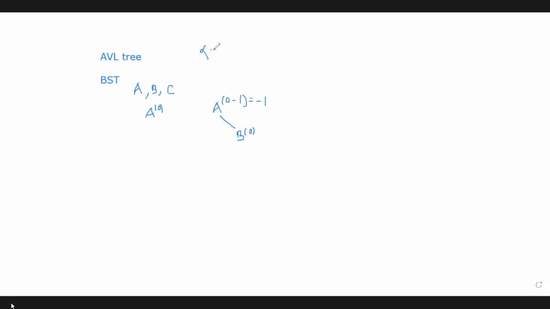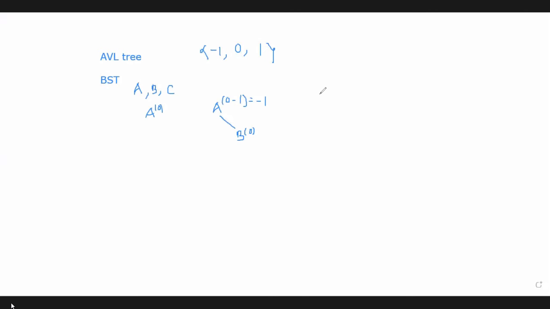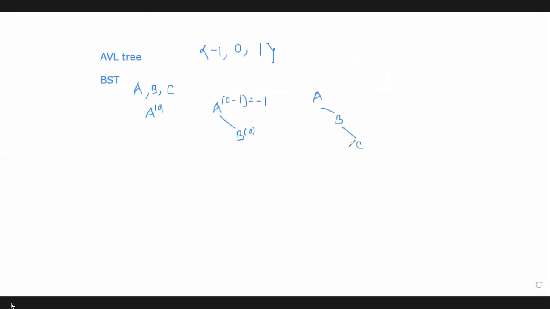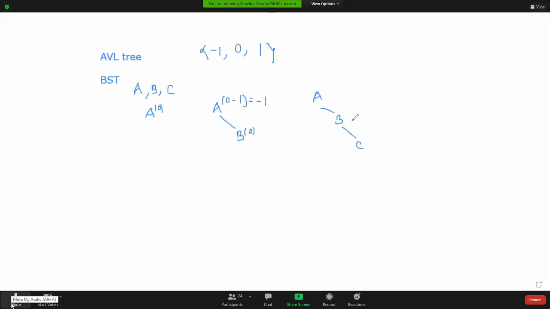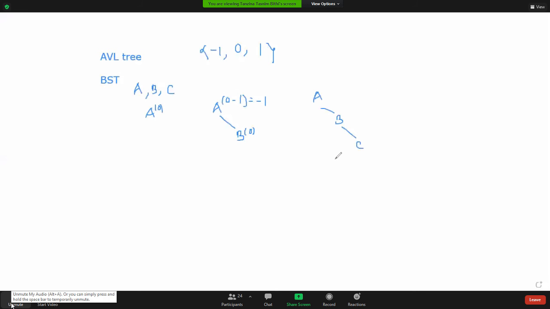And we know that the range of the value is minus 1, 0, and 1. If the balance factor of any node is minus 1, 0, or 1, that means the tree is balanced. So in this tree, all the node balance factors are 0 or minus 1, so this tree is balanced. Now after adding the third node, where will we add it? C is greater than A and it's also greater than B. So where will we add it? In the right subtree. After adding it, now calculate the balance factor.